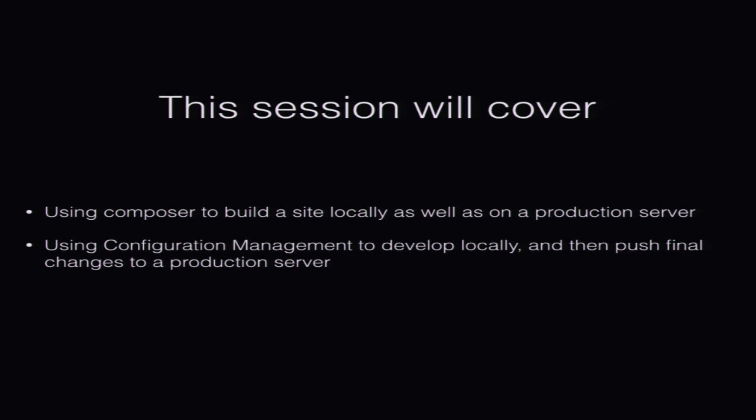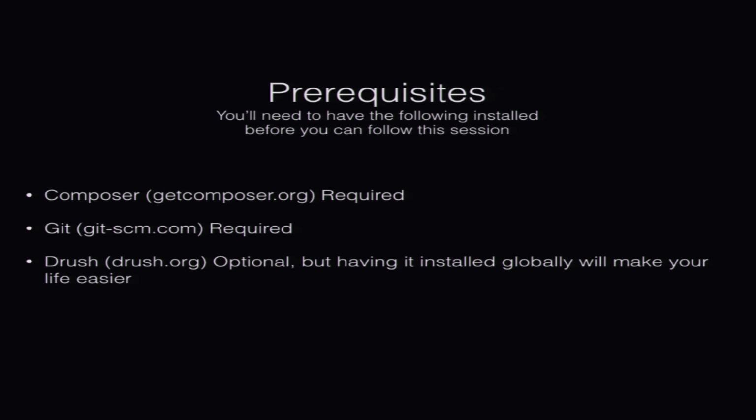Here's what we'll cover. Mostly, it's going to be using Composer to build a site locally as well as on production, and the differences in how you do that, and then using configuration management to develop locally and push your changes up to production so they can mirror what you've done locally. Things you'll need are Composer and Git. Drush will be installed as a part of this, but having it installed globally will make your life easier.